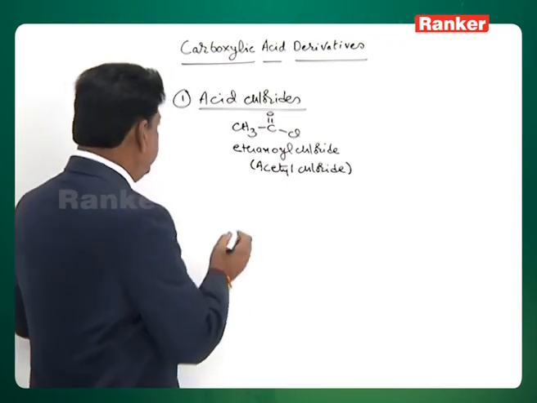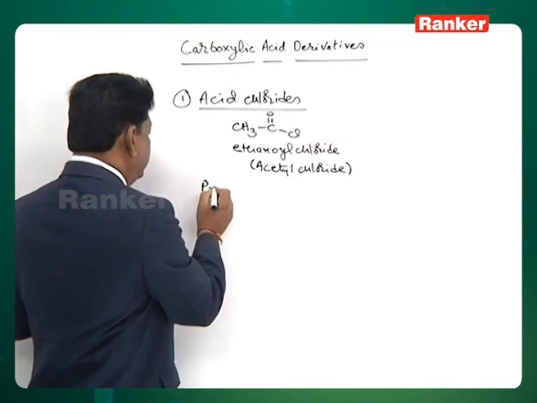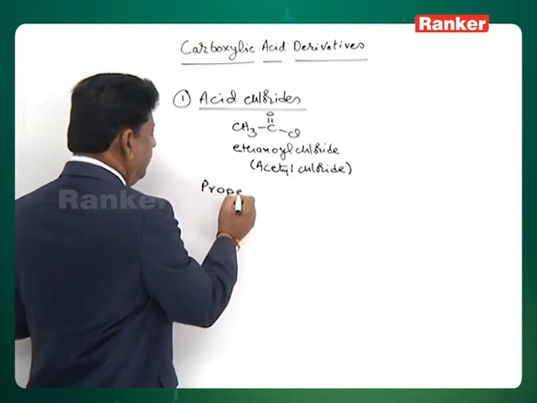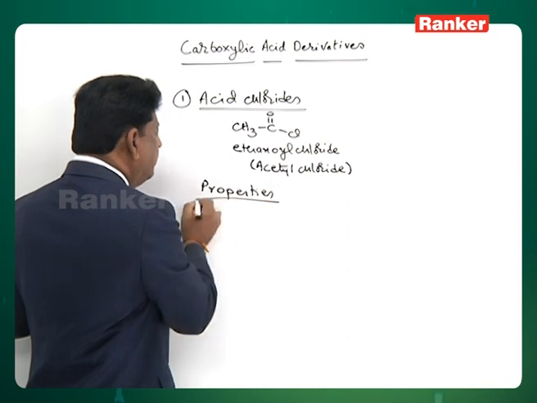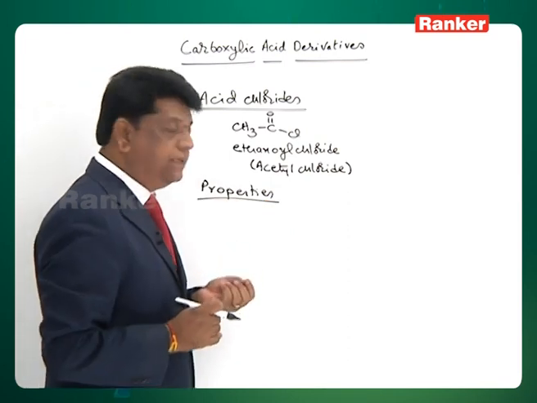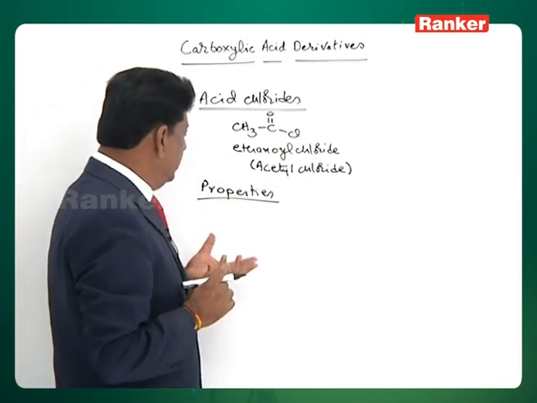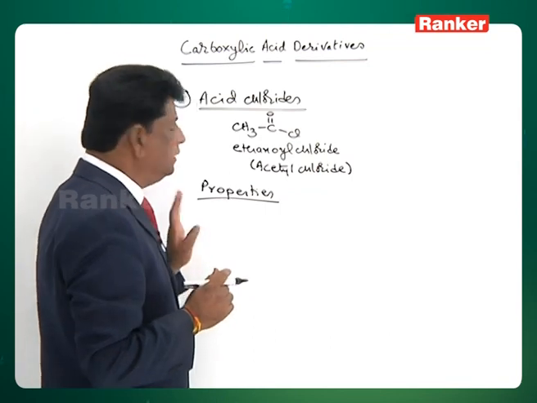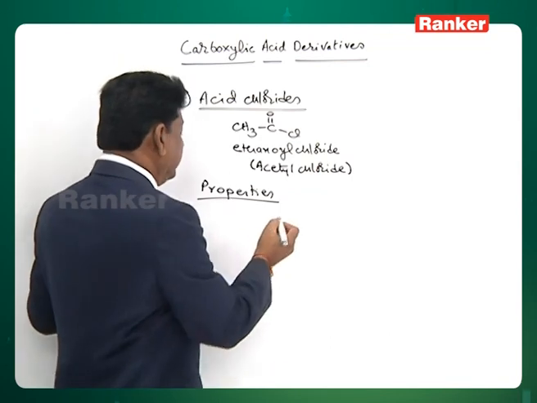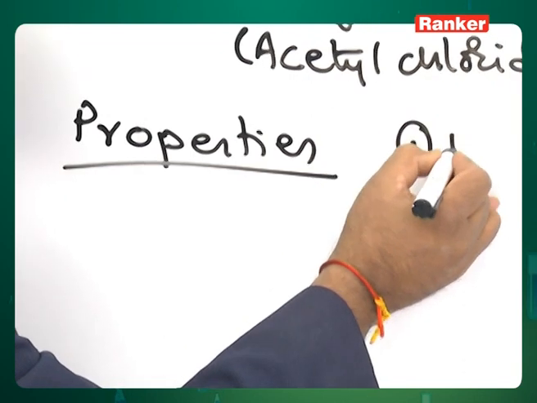Now, let us take the properties or applications of these acid chlorides in synthetic chemistry. Obviously, all the properties are nothing but the applications. In fact, the first property is hydrolysis.